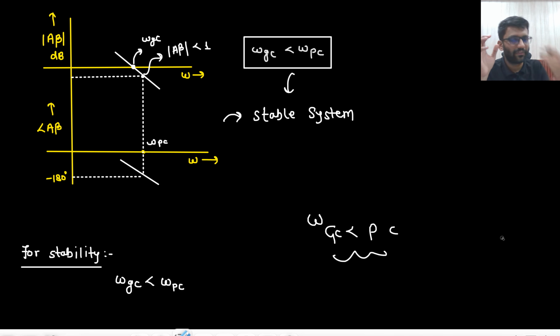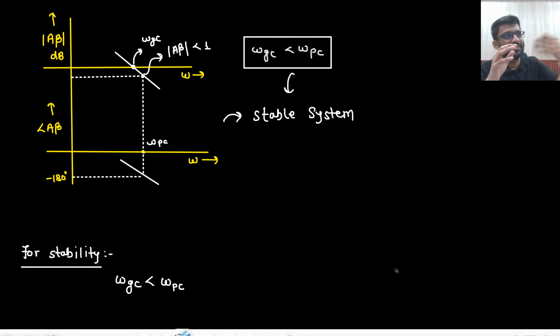Okay, not gain margin, phase margin. We don't even know what is gain margin, phase margin. Those who know, they may get confused sometimes. Okay, sir, gain margin is less than phase margin, system is stable. Absolutely wrong. There is no relation in that.